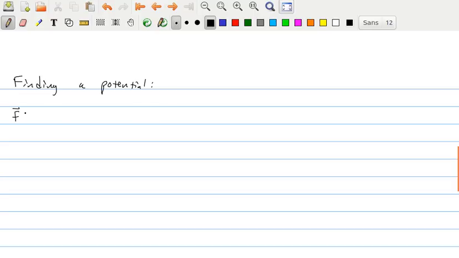Let's say we've got F of x, y, z is 1 over x minus cosine of x minus y plus yz squared. And then our y component is xz squared plus cosine of x minus y plus 2y. And then our z component is 2xyz plus 1 over z.